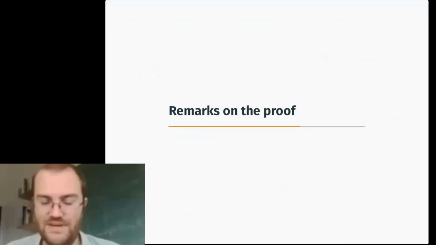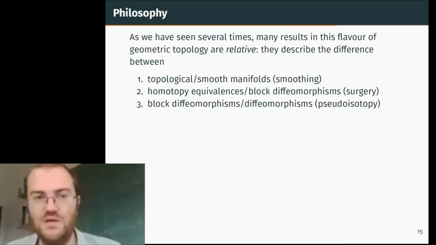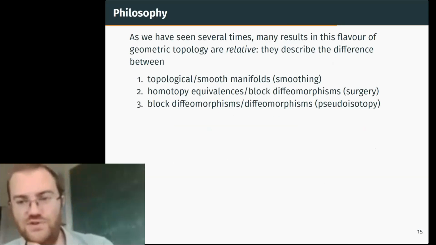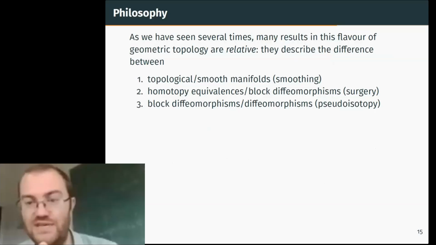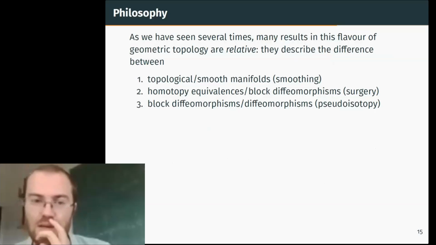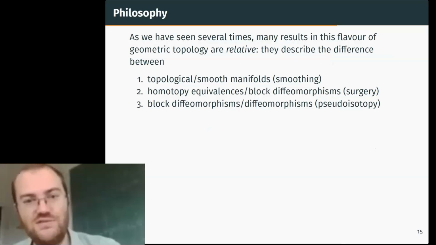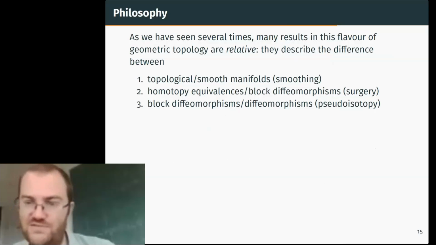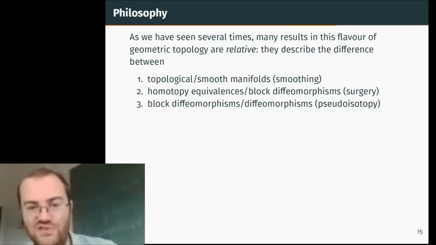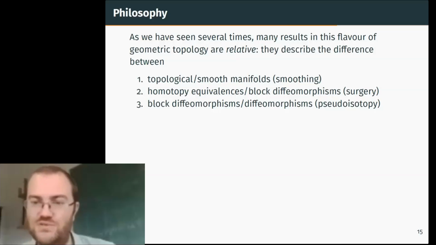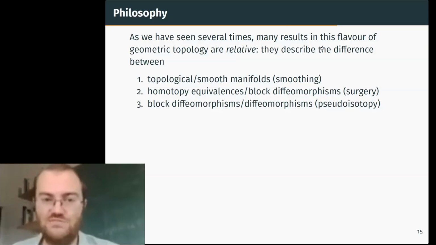I'll tell you a few things about what goes into proving such a thing. So from the philosophical point of view, I've already mentioned, when I was talking about the classical approach to computing things about diffeomorphism groups, and when I was talking about smoothing theory, that most of the results in this flavor of geometric topology are somehow relative. They don't directly tell you about diffeomorphisms. They tell you about the difference between homeomorphisms and diffeomorphisms. That was smoothing theory. Or they tell you the difference between homotopy equivalences and block diffeomorphisms by surgery theory. Or they try to tell you the difference between block diffeomorphisms and diffeomorphisms by pseudo-isotopy theory.